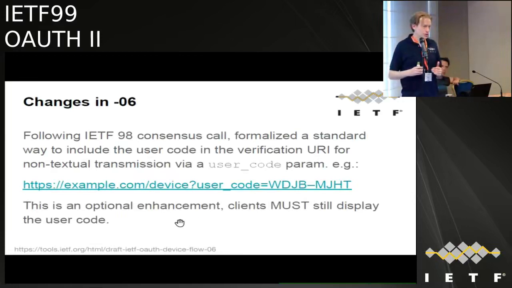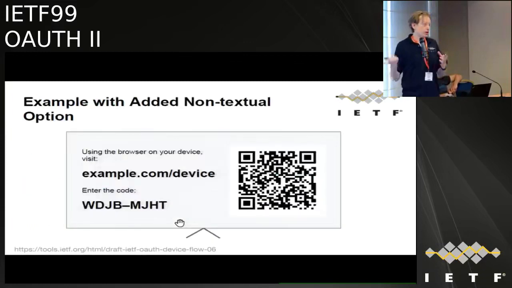So if you're not familiar with the draft, the authorization server responds with a number of different fields, and the verification URL is a separate field to user code. And the intent is that these things are separately consumable. But what if you want to do something like this, right? So what if you want to have a QR code or any kind of non-textual transmission of that URL?